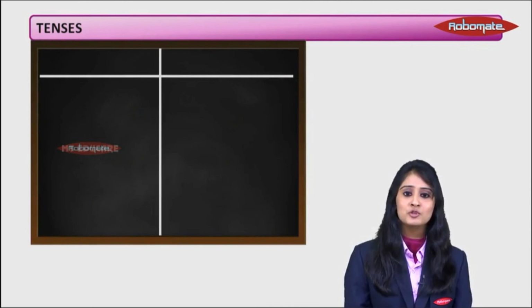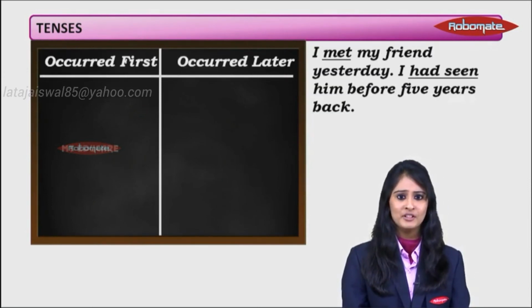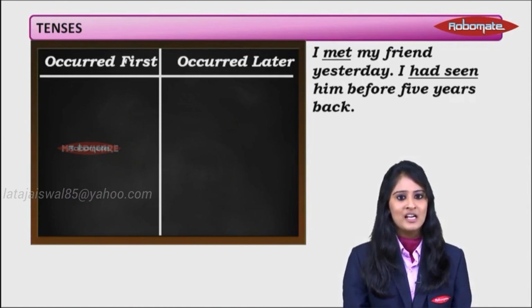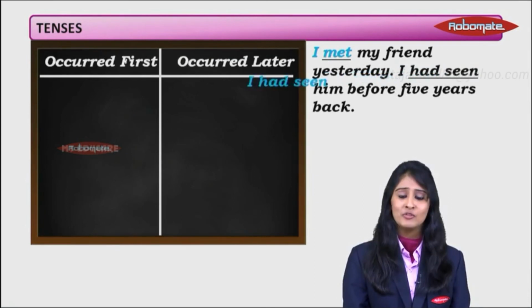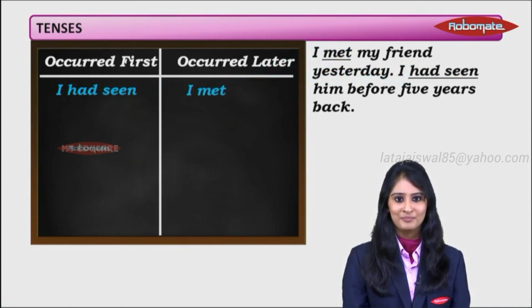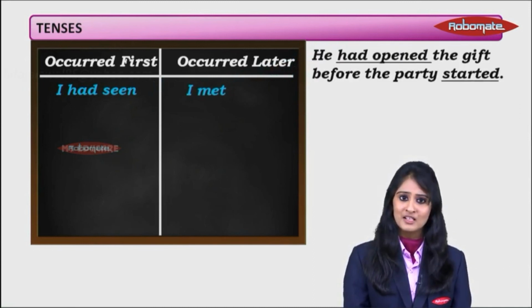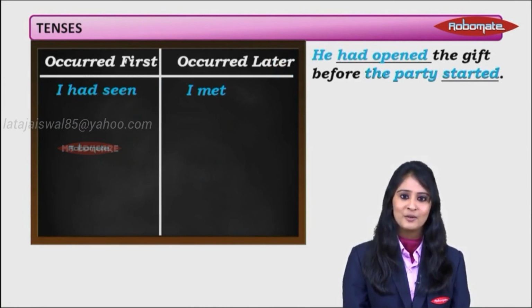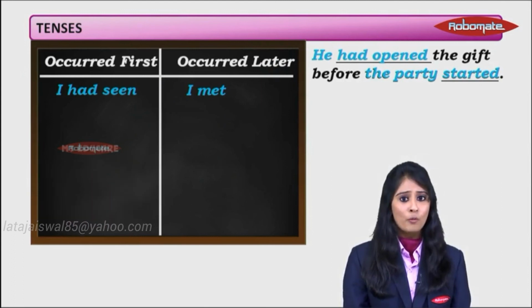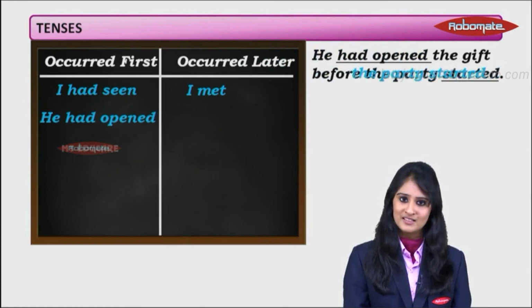Now let us divide those sentences into two sections. Occurred first, occurred later. For example, I met my friend yesterday. I had seen him before 5 years back. So now, "I had seen" will go to the first column. "I met" will be in the second column. The next one. He had opened the gift before the party started. So we have the clauses "he had opened" and "the party started". He had opened, this action occurred first, and next the party started.